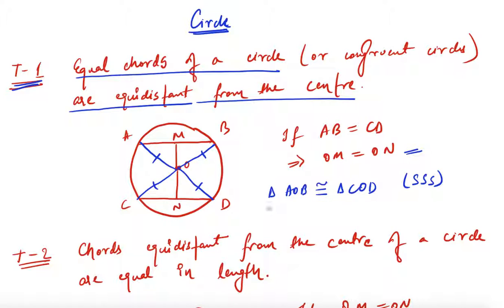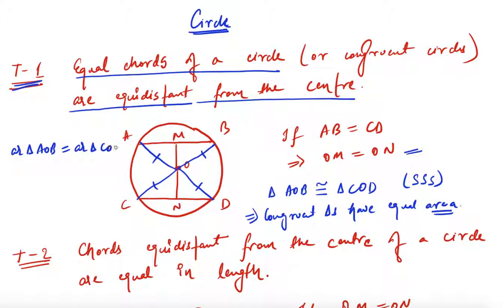If they are congruent, now you know that congruent triangles have equal area, right? If two triangles are congruent, it means that they will have equal area. We will use this concept for proving that OM is equal to ON. Now, if I try to write down the areas of triangle AOB, using this, I can say the area of triangle AOB is the same as the area of triangle COD.